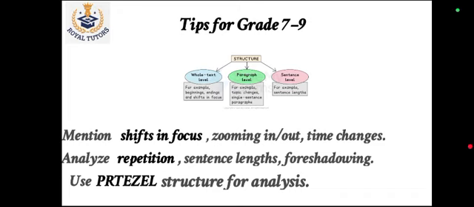Okay, now tips for grade 7 to 9. You're going to mention shifts in focus, zoom in or out, and time changes. Analyse repetition, sentence length, and foreshadowing, and use the PEEL structure for analysis, or any other structure that can get you a grade 7 to 9 and that corresponds with the mark scheme.